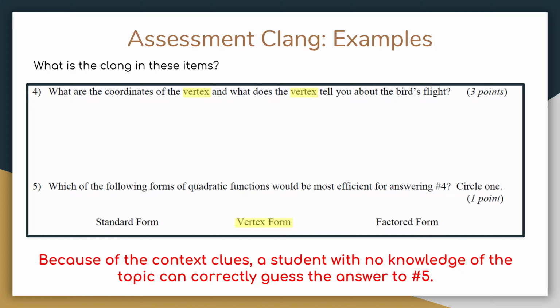In fact, a good indicator of this is whether students can even answer number 4 and whether or not they answer number 5 correctly. There's a good chance that if students cannot answer number 4, but they answer number 5 correctly, you've got a good case for assessment clang. Now, that's not saying that they should be penalized necessarily. The real learning is that it means we have to revise our assessment to better avoid this type of clang.